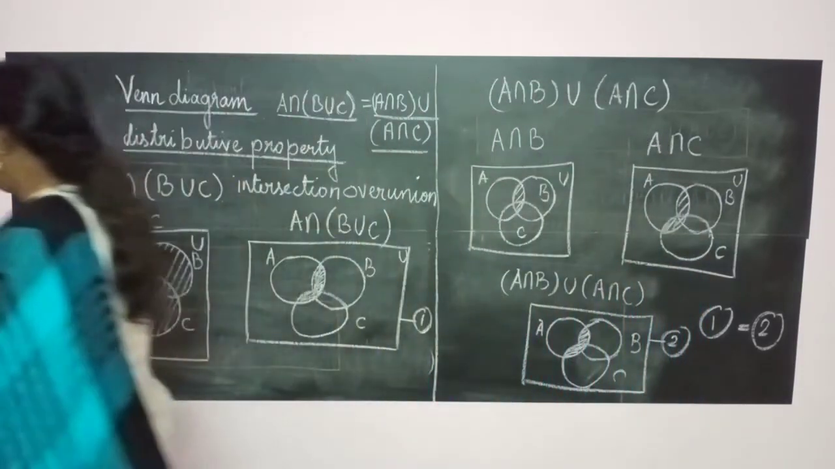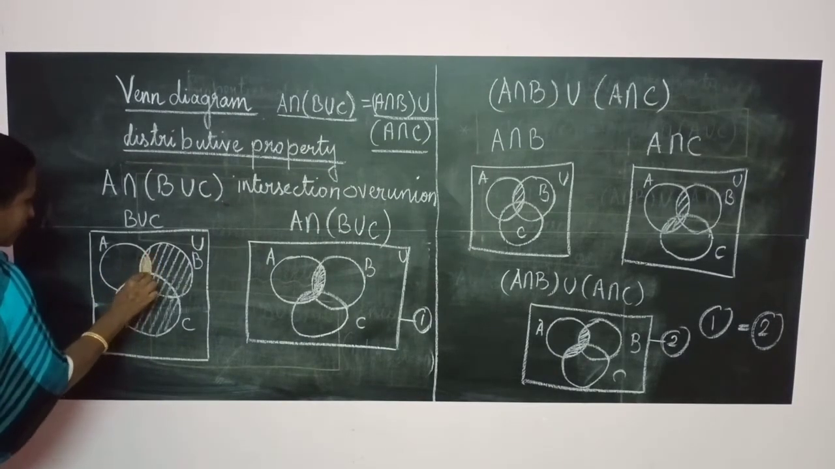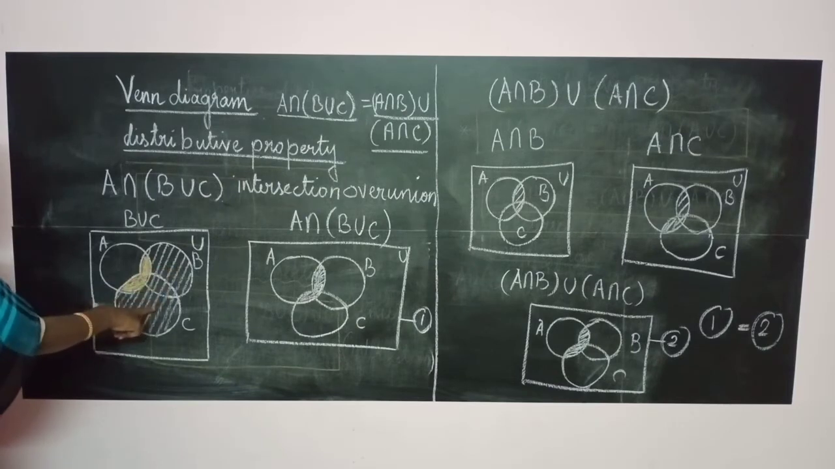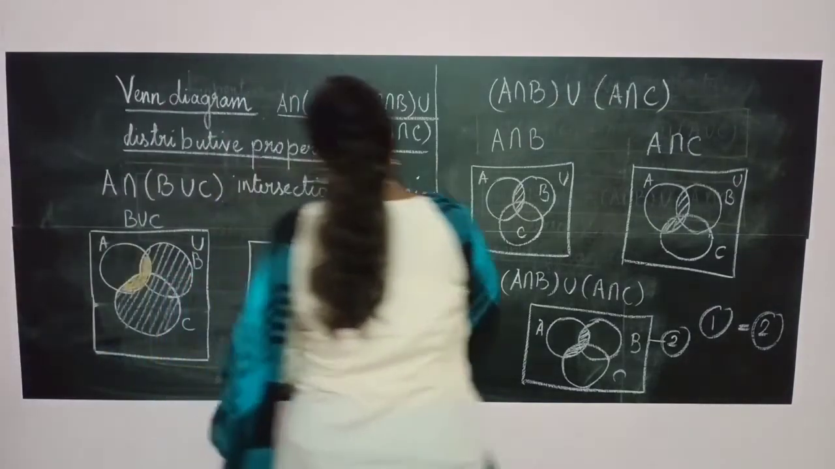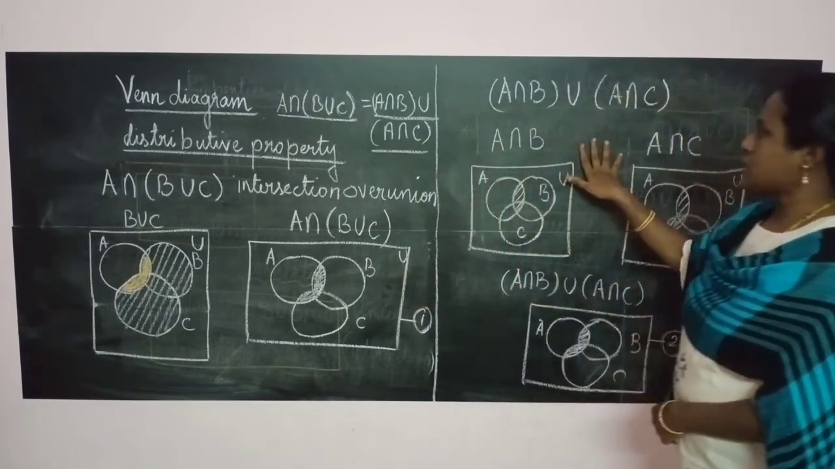Or otherwise I will just shade it in the orange region. This portion alone will come in A intersection (B union C). These two are B union C, and this one is A intersection (B union C). This one is the answer for the LHS. We will see the RHS now.